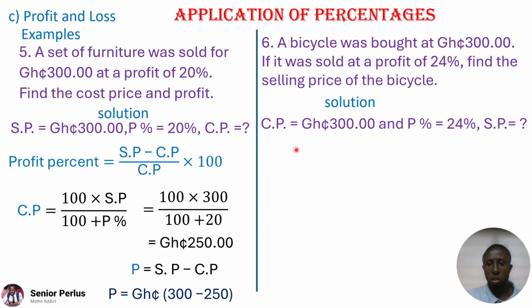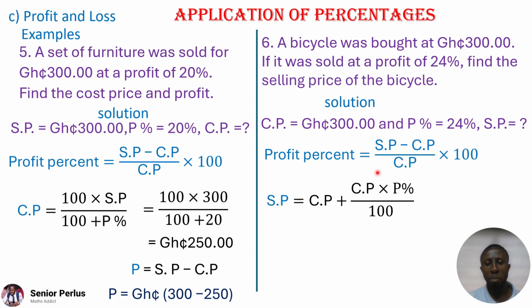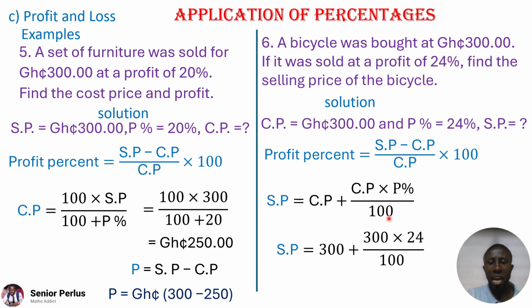Here too, we know that profit percent is profit out of the cost price, and the profit is selling price minus cost price. This is the formula. From this formula, you make the SP the subject as I did in the previous video. Now we are given the cost price and the profit percent, which is 24. We already have 100 here, so please take note, there's no need for us to say 24%. Therefore, our final answer is 372 Ghana cedi.